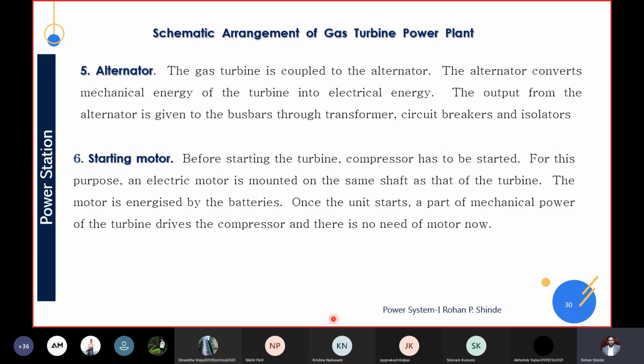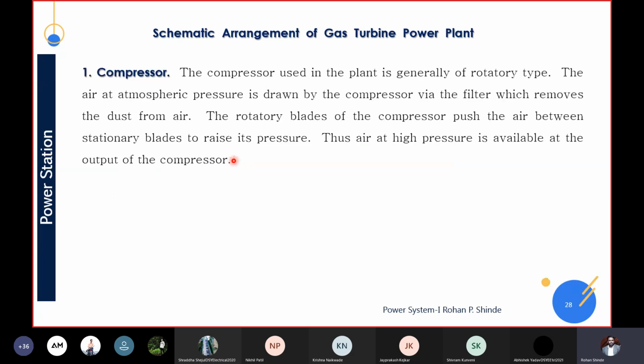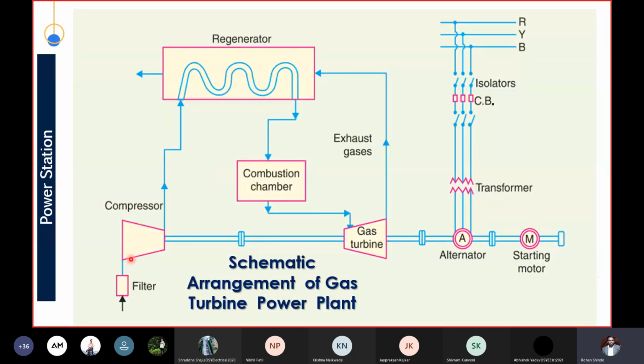Before starting the turbine, the compressor has to be started. I have told you that at starting we require some starting mechanism. See here in this figure, first we have to start this compressor. This compressor is a rotating part. Now we have to rotate this compressor at first. So for that purpose this starting motor is required. This starting motor rotates this shaft, so that the compressor starts rotating.